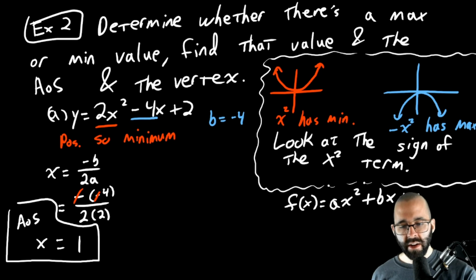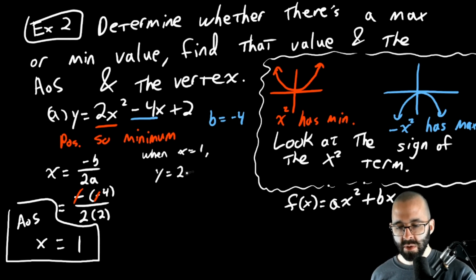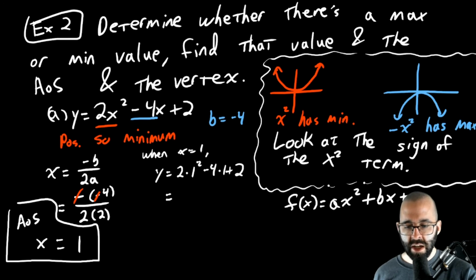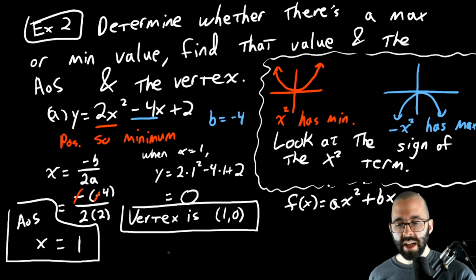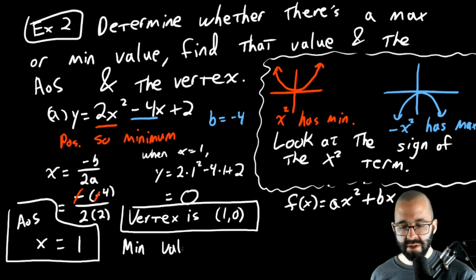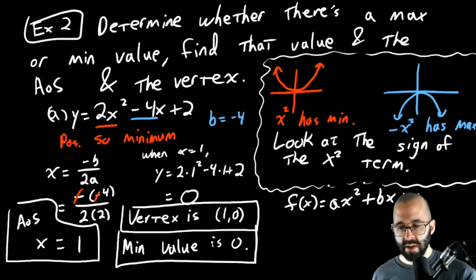So the vertex: if we find the axis of symmetry, the vertex is just going to be the y-coordinate on that axis. So let's find the y-coordinate here. When x is equal to positive 1, y is equal to 2 times 1 squared minus 4 times 1 plus 2. Type that into a calculator. You should get 2 minus 4 is negative 2, plus 2 is 0. So the vertex is the point (1, 0). Last thing is, what is our minimum value? We know there's a minimum. We set it in red up here. The minimum value is 0. It's that y-coordinate.